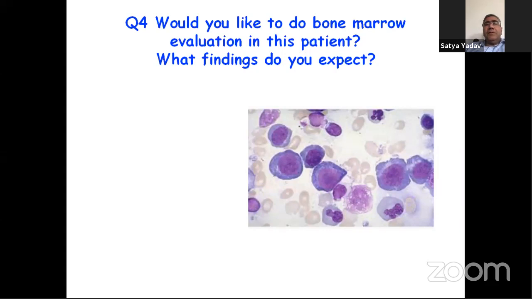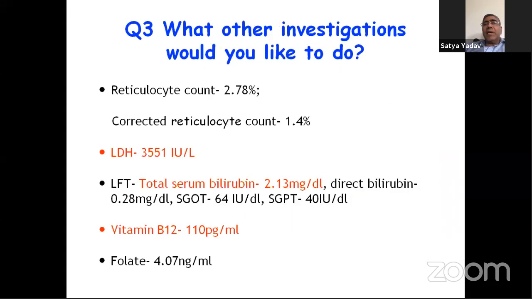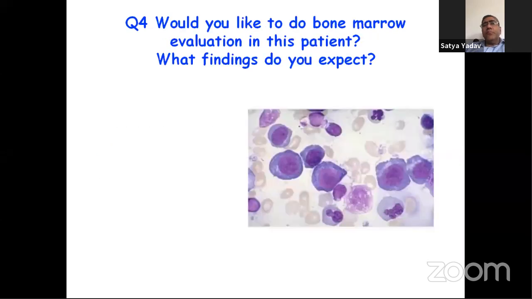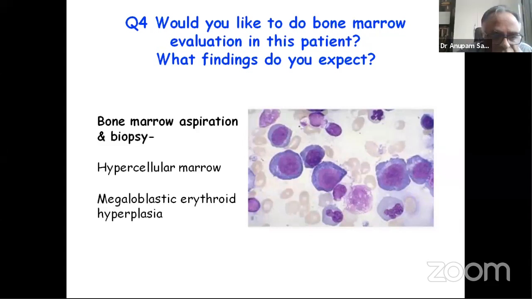And a biopsy should also be done, which would tell us if there is a hypercellular marrow, an aplastic anemia can also be a differential diagnosis. But megaloblasts, if they are present, would be in favor of nutritional deficiency. Thank you. So it was a hypercellular marrow with megaloblastic erythroid hyperplasia, confirming the diagnosis.